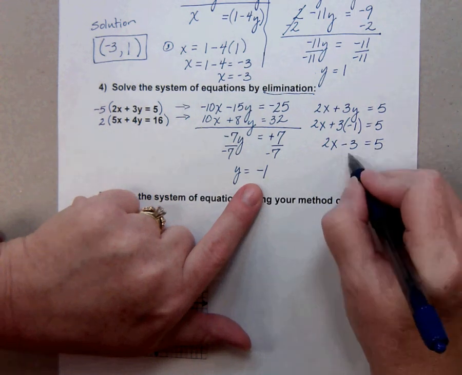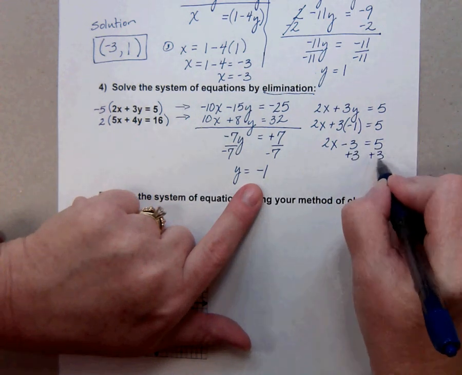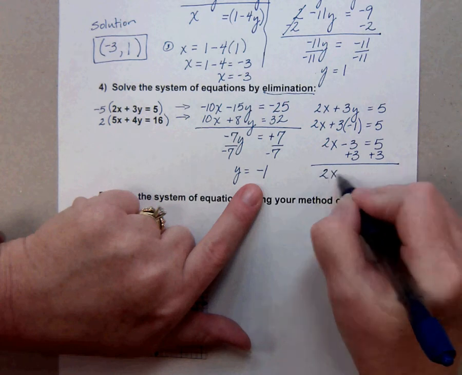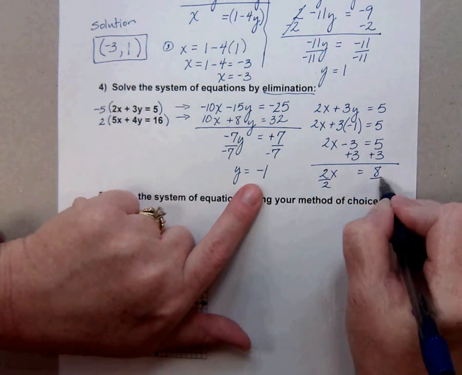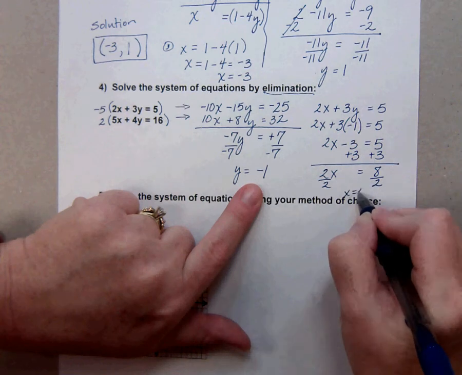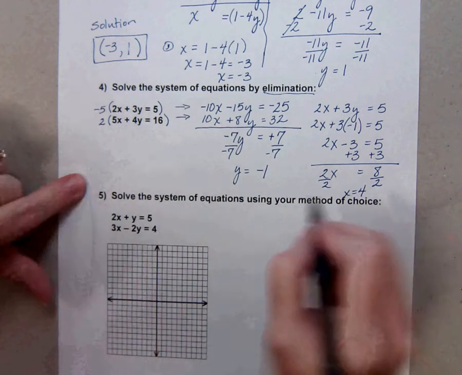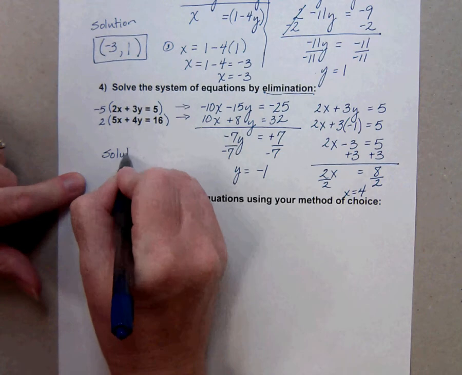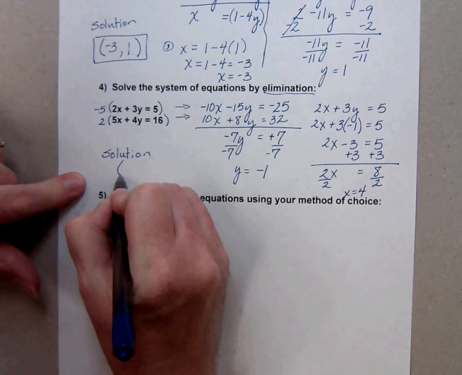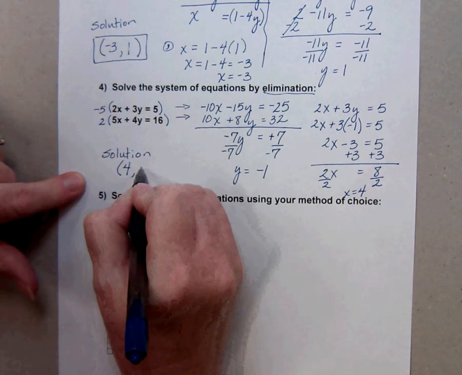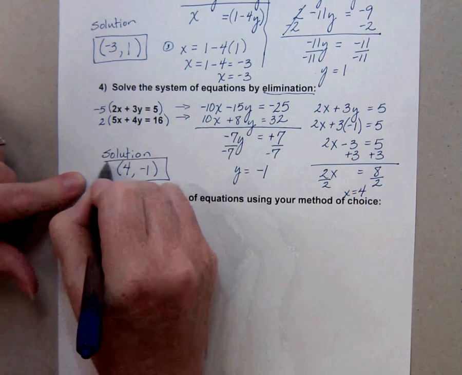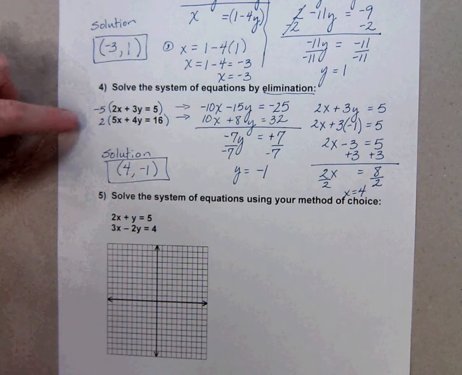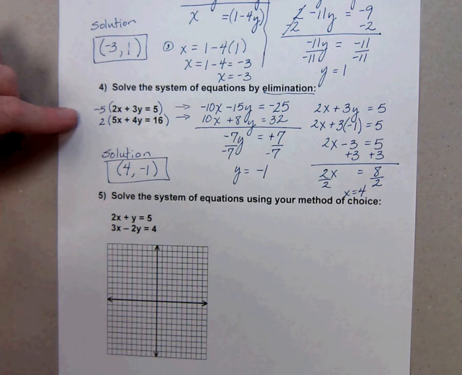Move the 3 first by adding 3 to both sides. So 2x would equal 8. Then divide out the 2. So your x would equal positive 4. And remember, you want to write your solution as an ordered pair. So 4 is your value of x, and negative 1 is your value for y. And that's the solution of a system using the elimination method.